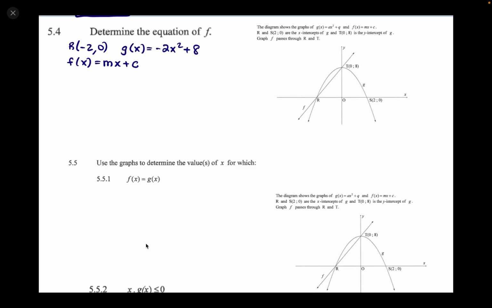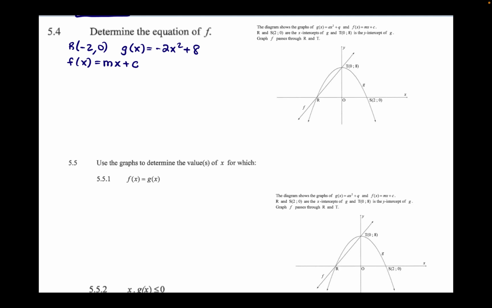Okay, this is a continuation of question 5 from November 2017, grade 10, paper 1. And I've written down here for 5.4 some information that I got from 5.1 to 5.3, and we can pick up where we left off. The question says determine the equation of f.